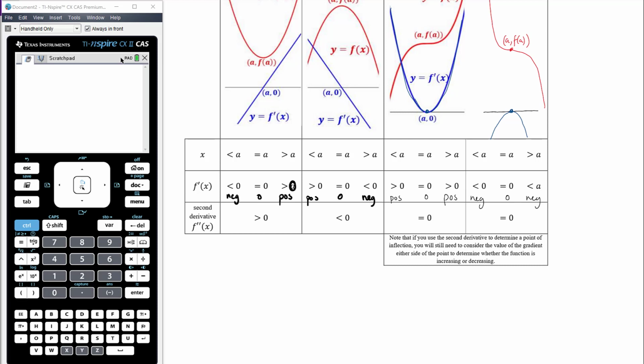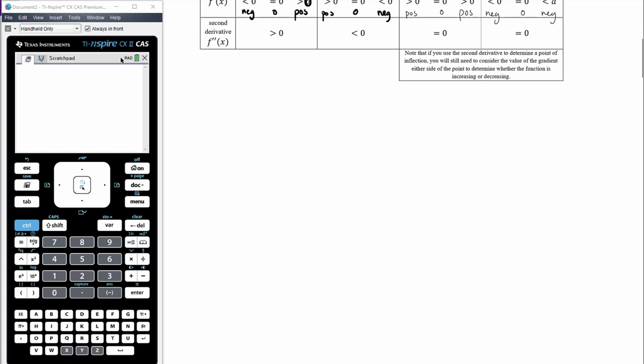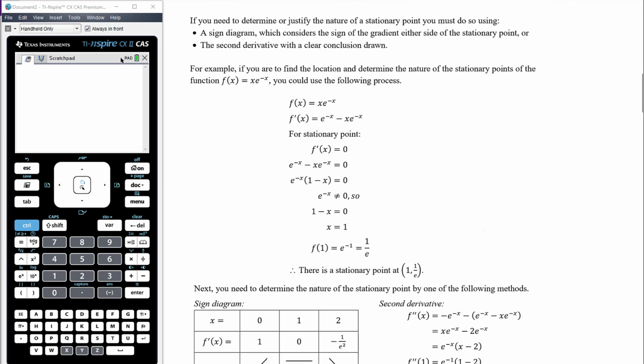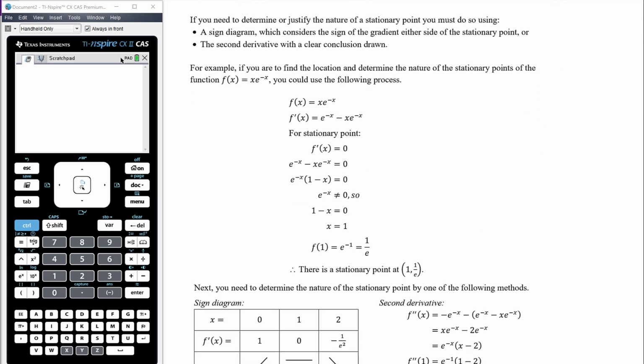I'm personally not that keen on delving into the realm of the second derivative. I think it's much more explicit and much less open to having to remember rules if you think about the sign of the gradient either side, and I'll show you the way that you need to set that up in order to justify the nature of your stationary point. Okay, let's have a look at some examples. So if we need to determine or justify the nature of a stationary point, you must do so using a sign diagram, which is going to be my preference.